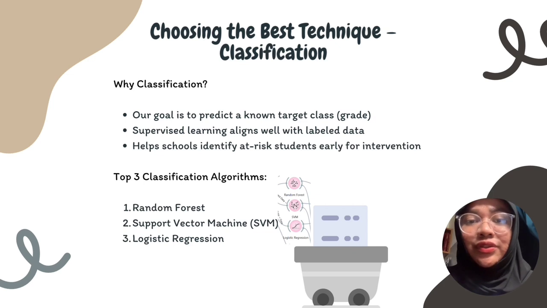Out of three, we choose classification as the best technique for our problem. That's because we have labeled large data, we already know the student grades, and we want to predict this grade for new students. Classification helps schools identify which students might be at risk and allows for early intervention. We selected three top algorithms to test, which are random forest, support vector machine or SVM, and logistic regression.